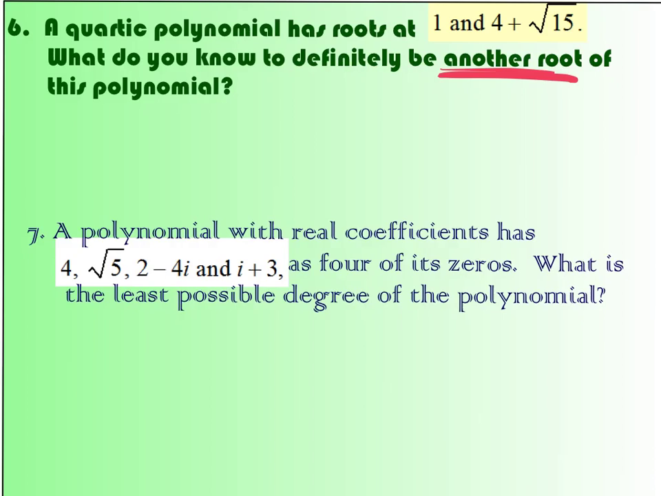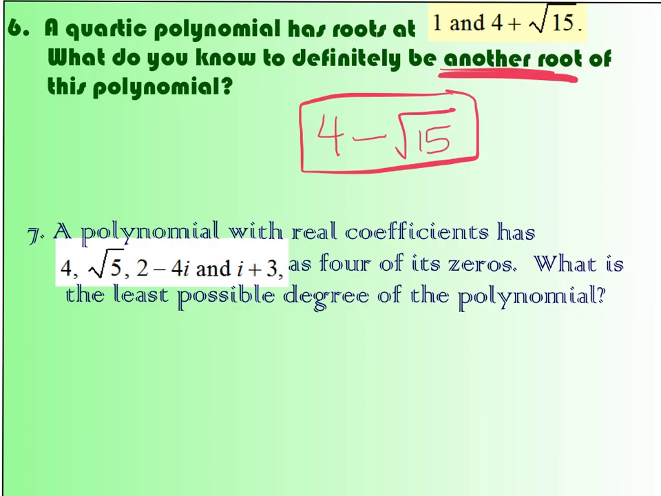It doesn't have i. But this has a radical in it. This is a number that must follow the buddy system. So if 4 plus radical 15 is a root, then 4 minus radical 15 must also be a root.